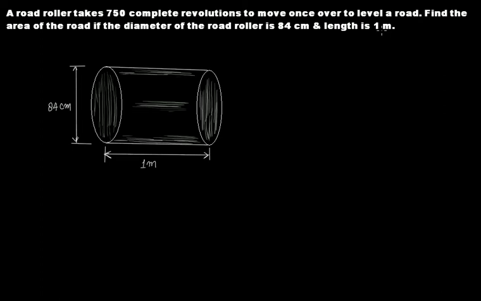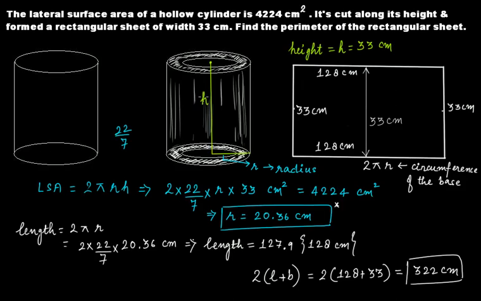Okay, have you seen a bulldozer or a road roller? Imagine that this is the front roller of that road roller and it is of cylindrical shape. The length is given, that is 1 meter. Now, it doesn't matter whether your cylinder is kept horizontally or vertically. In this case, it's kept vertically.